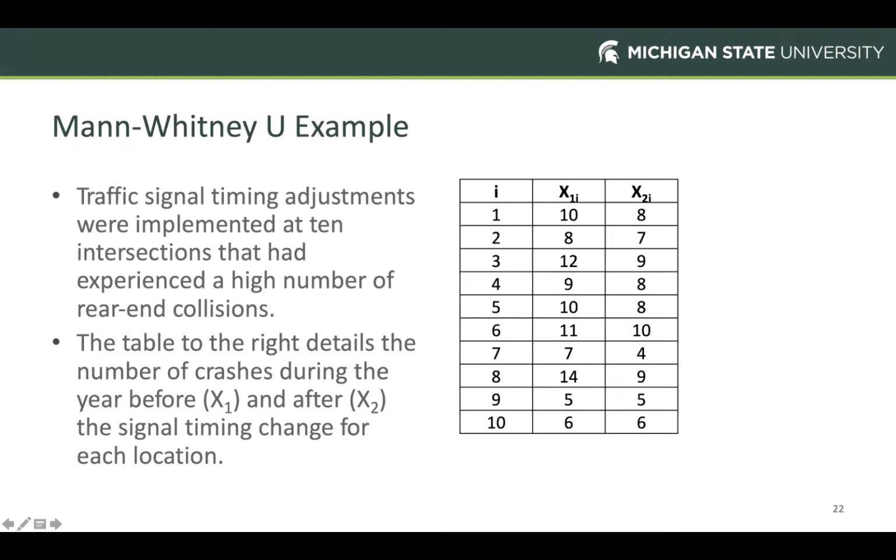Okay. And now we'll return to our same example that we've been working with previously, where we have our crashes before and after the signal timing adjustments, and we'll use the same data set to demonstrate the application of the Mann-Whitney U example, okay? So as a reminder, what we're going to do here is basically combine both of these samples into a single ranked data set, maintain details of which of the two samples these data were drawn from. And then from there, we'll calculate the corresponding test statistics.